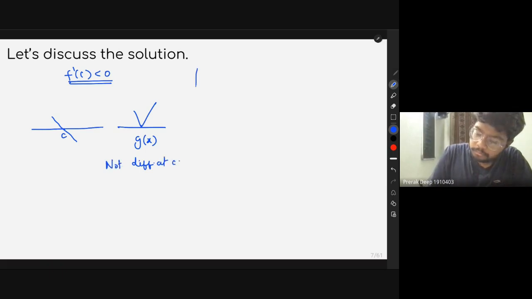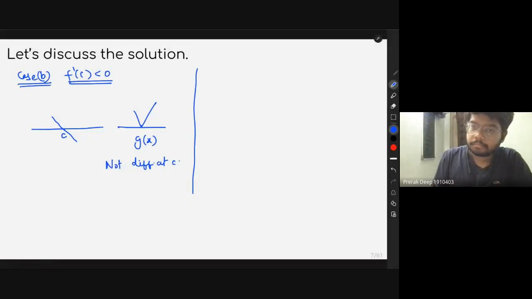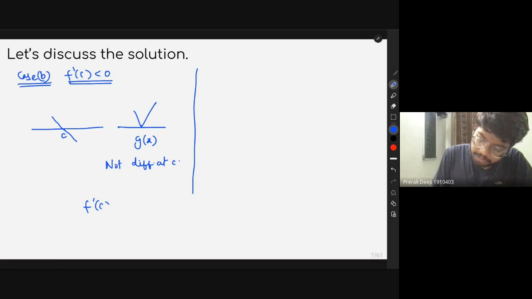So in both cases, we arrive at a contradiction. So it implies that f prime of C has to be equal to 0. This will be our part A.